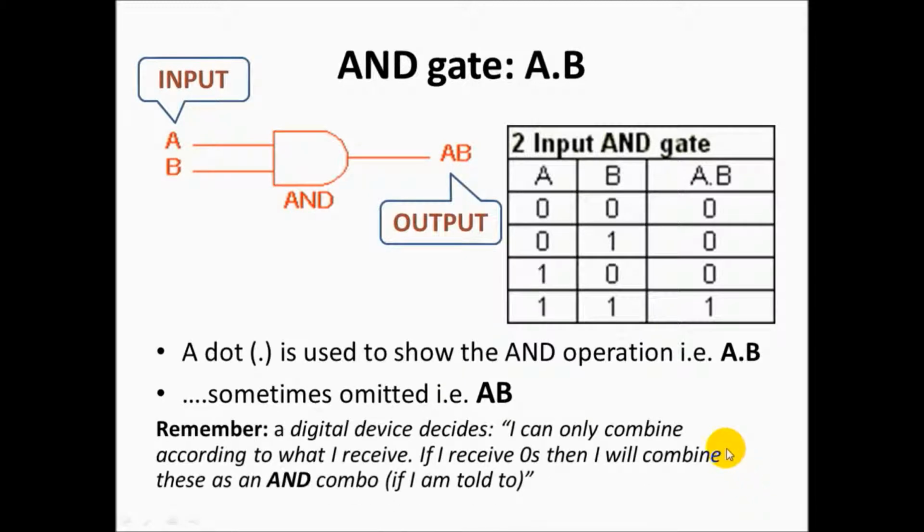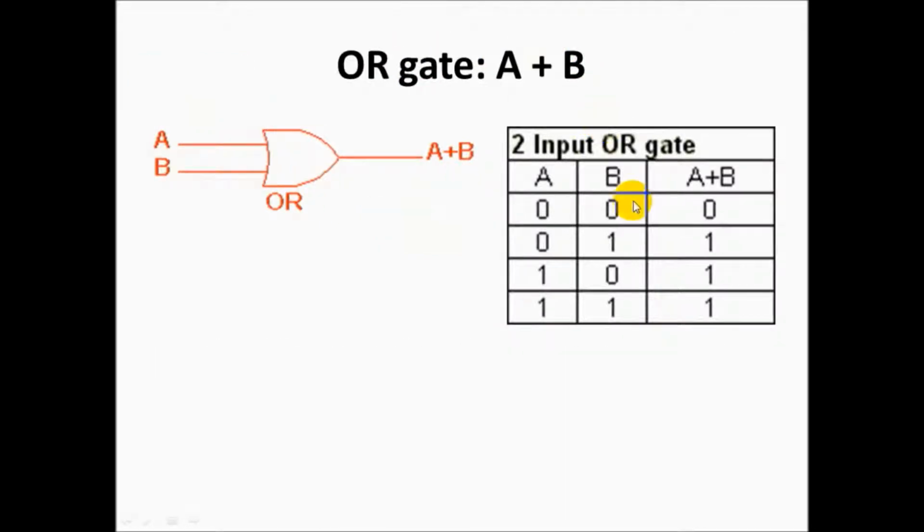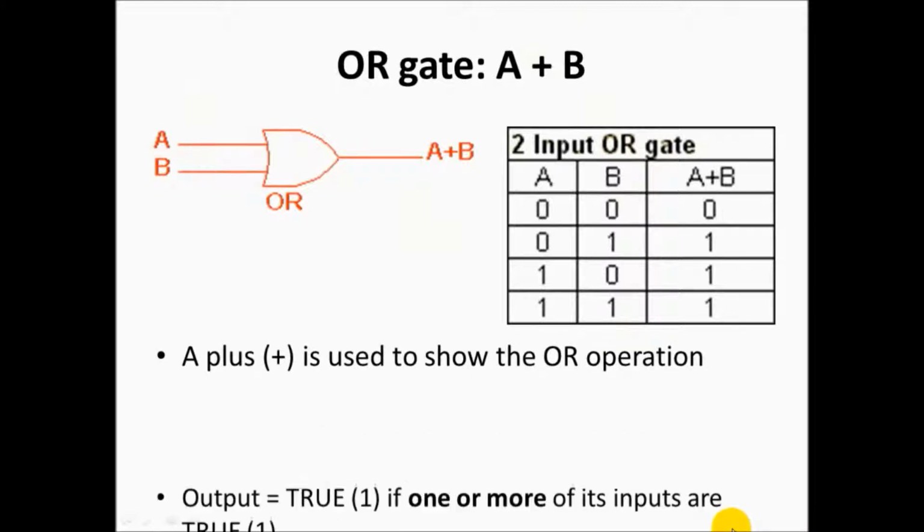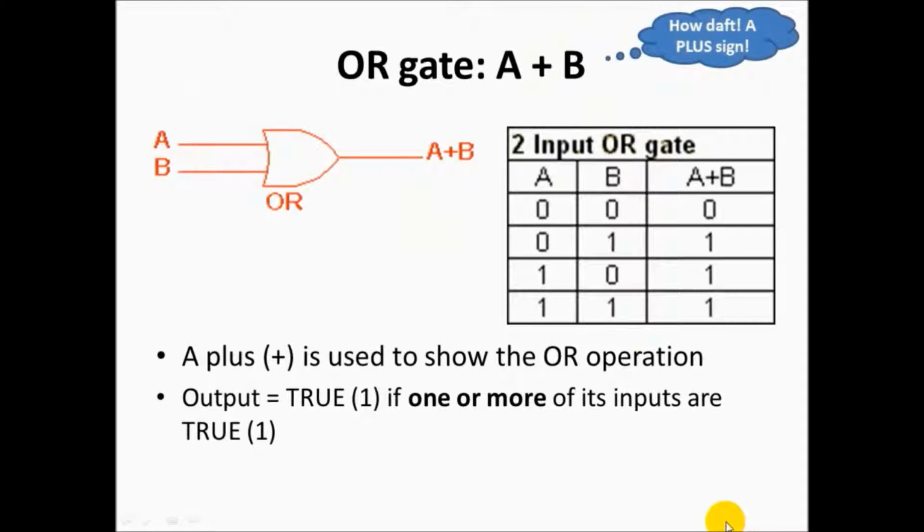Remember, a digital device can only combine according to what it receives. If I receive noughts, then I will combine these as an AND combo, if I'm told to. And here we're being told to. This is the OR. A plus sign is used to show the OR operation. These are just reminders. We've been through this. How daft, a plus sign. Actually, not daft at all.